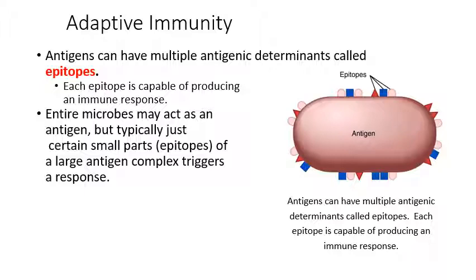So that means that an individual antigen, like this drawing here, say this whole antigen is a bacterium, that one single bacterium can have multiple epitopes or antigenic determinants, meaning that we can mount several different waves of response against that particular antigen because we can mount an entire immune response for each individual epitope.